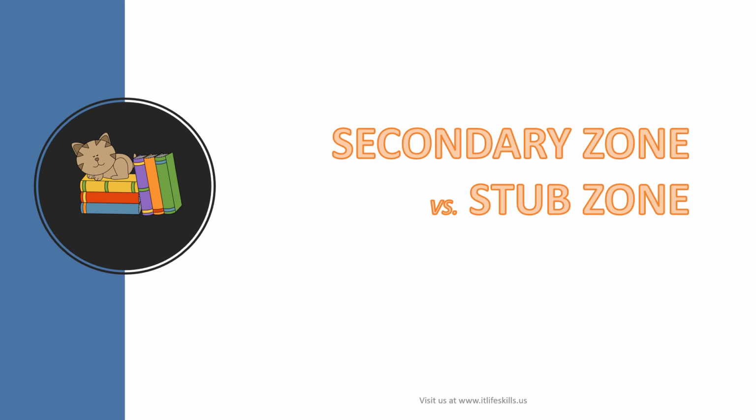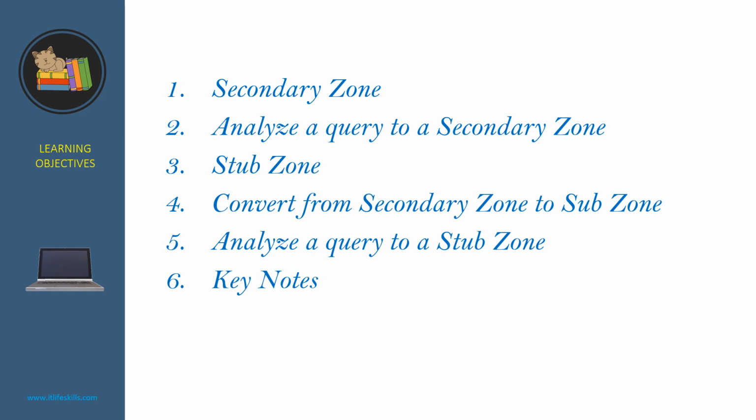In this lesson, we will compare between secondary zone and stub zone. First of all, we will learn more about secondary zone, then analyze a query to a secondary zone DNS server. After that, we will learn more about stub zone. To see the behavior of the stub zone, we will convert from secondary zone to stub zone, then analyze the same query to the stub zone DNS server. Finally, we sum up our lesson with the keynotes.